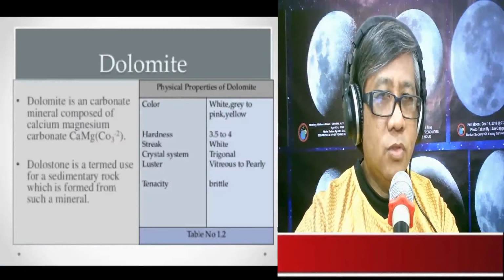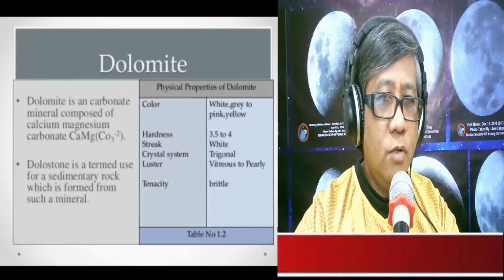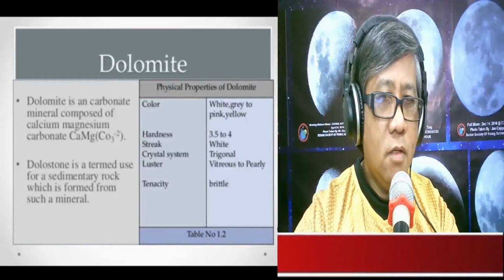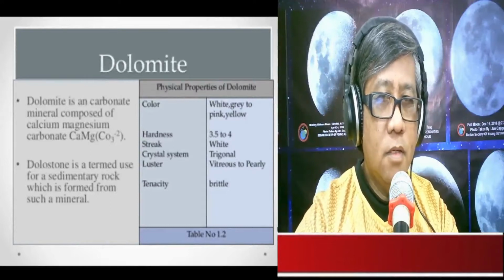And this is the most controversial mineral of them all, dolomite. Dolomite is a carbonate mineral composed of calcium magnesium carbonate. And dolomite is a term used for sedimentary rock which is formed from such a mineral.